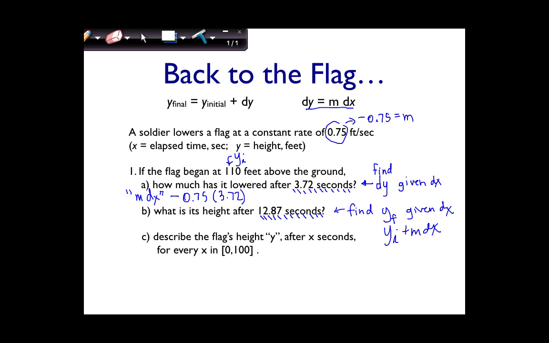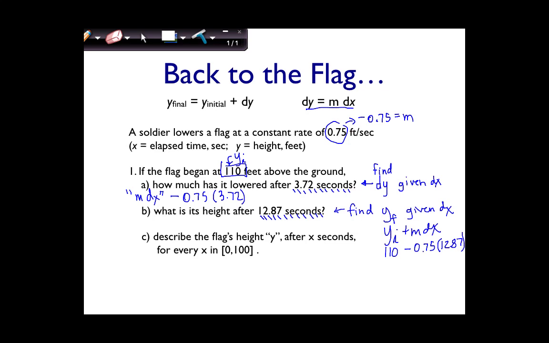So that's our 110. 110 is important here. It'll be plus a negative, so minus 0.75 times 12.87. And we could work that out, but this numerical expression, we could compute that, and that would tell us the height after the 12.87 seconds have passed. So our constant rate of change for 12.87 seconds would have decreased 110 feet height down to something lower.